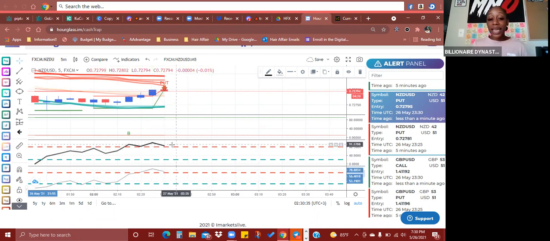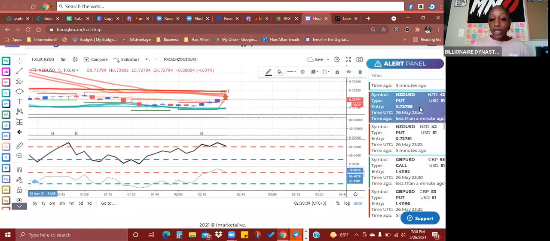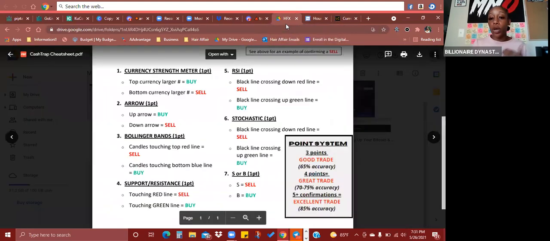So I wouldn't take it just yet. I wouldn't take this trade just yet, because so far I only have two confirmations, right? I have the currency strength and then I have the arrow. Once this officially crosses through the red lines, then I'll have two more confirmations, and that'll be a total of four confirmations. And for me, that's a great trade. So I would take it at that point. Okay. So when you think about the point system, that's literally how many of these confirmations you're adding up to know when to get in.